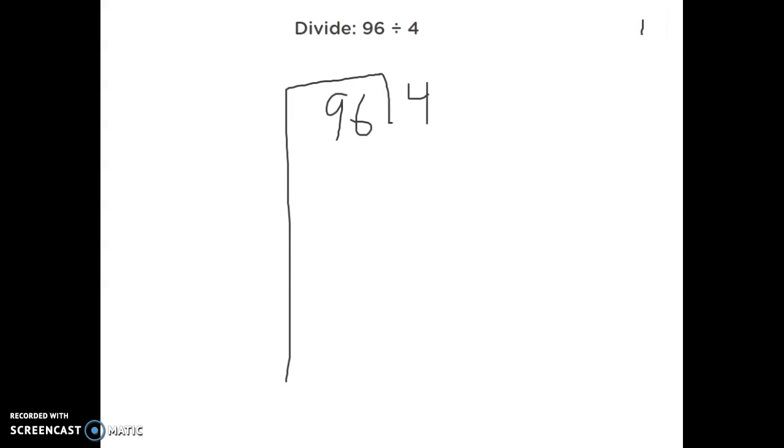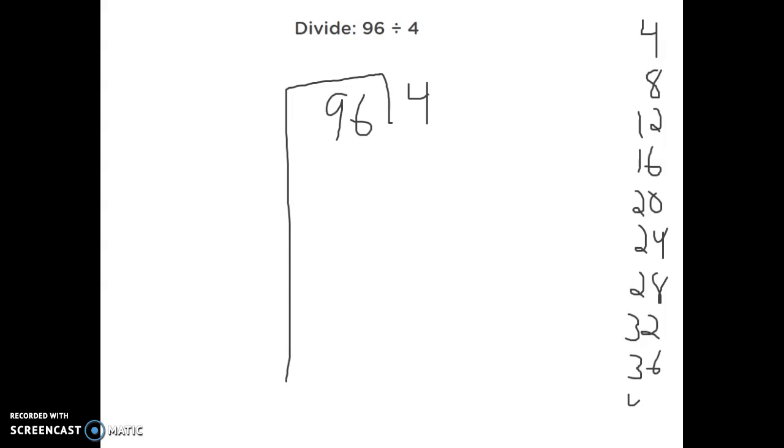Over here I'm going to do my 4's tower to help me think about all the groups I can make to get close to 96. My 4's tower helps me remember my facts. So I'm going to count by 4's. 4, 8, 12, 16, 20, 24, 28, 32, 36, 40.